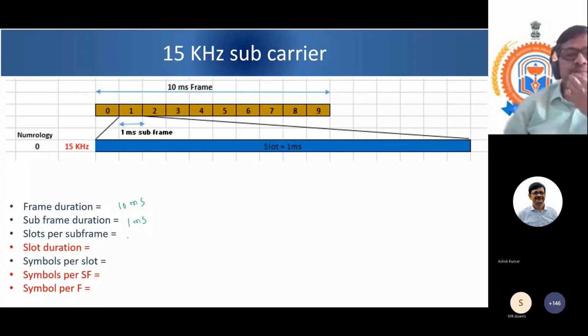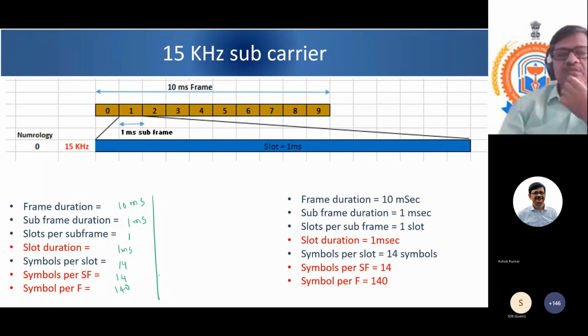How many slots per subframe? One, sir. What will be the slot duration? 1 millisecond. How many symbols per slot? 14. How many symbols per subframe? 14. How many symbols per frame? 140. Very right.